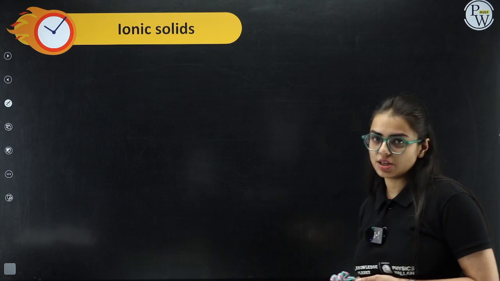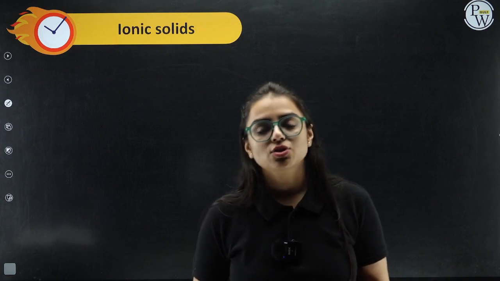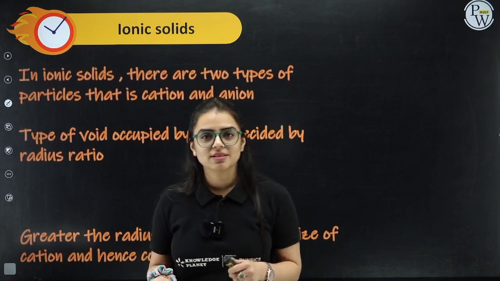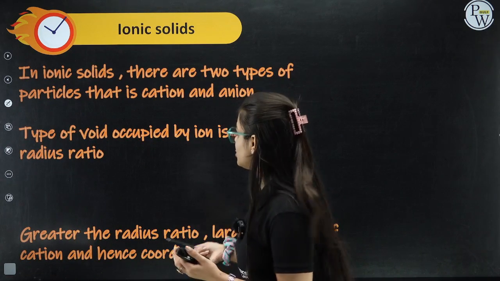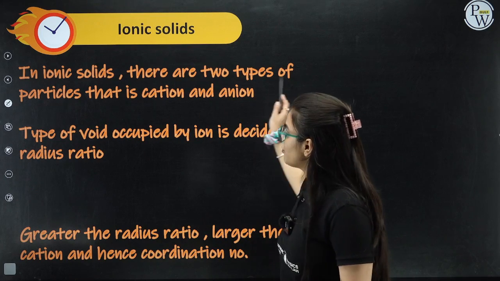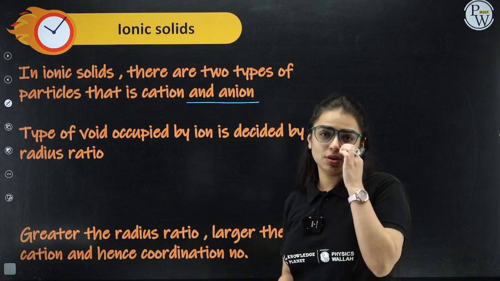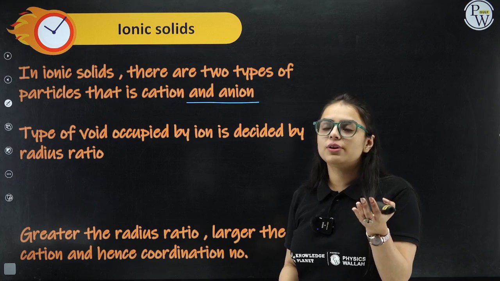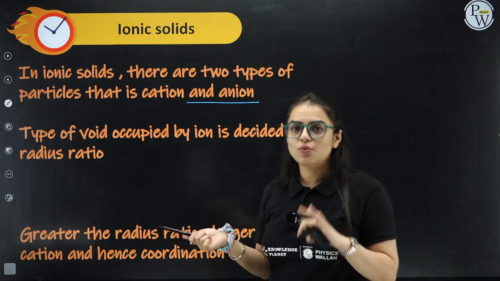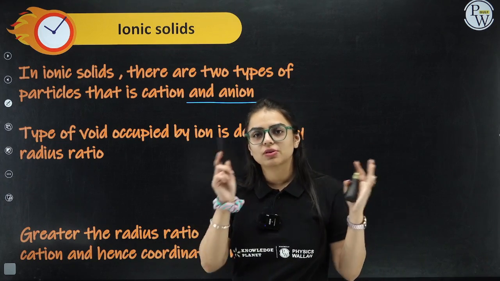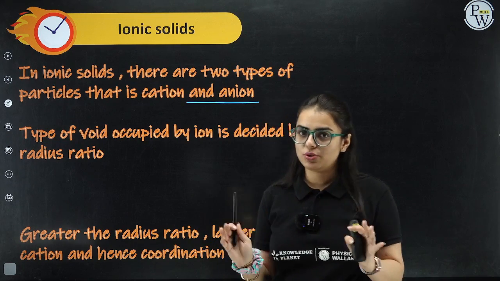Now comes ionic solids. Ionic solids are formed between cations and anions, students. So let us understand about them. In an ionic solid, there are two types of particles, that is cations and anions, that we already know. Okay, no need to worry. We have done voids now. The radius ratio is coming, so I am going to complete that there only. No need to get confused.